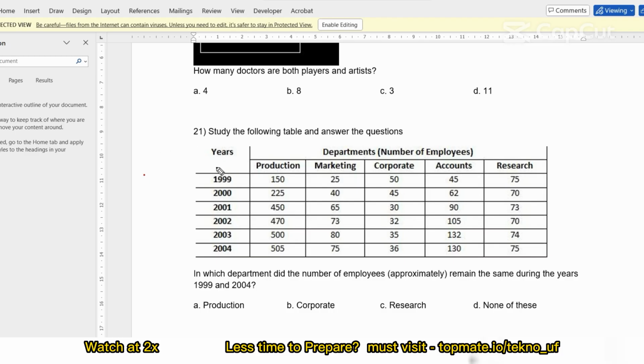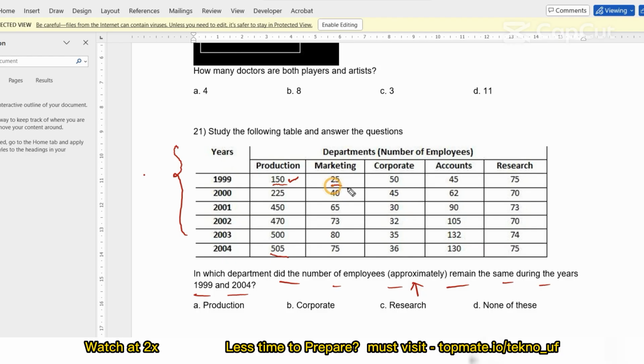Okay. So I hope you have gone through the figure. Now let me discuss. This is the table chart given to you. Now the question is, in which department did the number of employees approximately remain the same during the years 1999 and 2004? The term approximately, you have to look for that. This is not equal, right? So for 1999, for production you can see 150 was the initial number, but it has increased to almost 4 times in 2004.